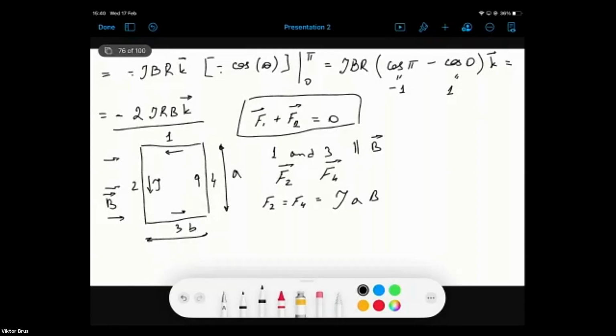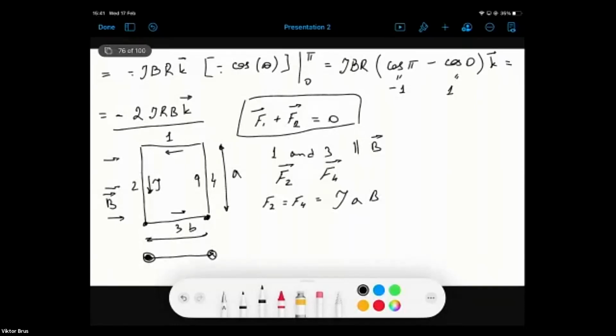Now let us consider the look from the bottom, like a projection, but from the bottom side of this loop. So here the current will flow towards us, and we are looking at these points from the bottom. Here it will flow towards us, and here it will flow away from us in the plane.